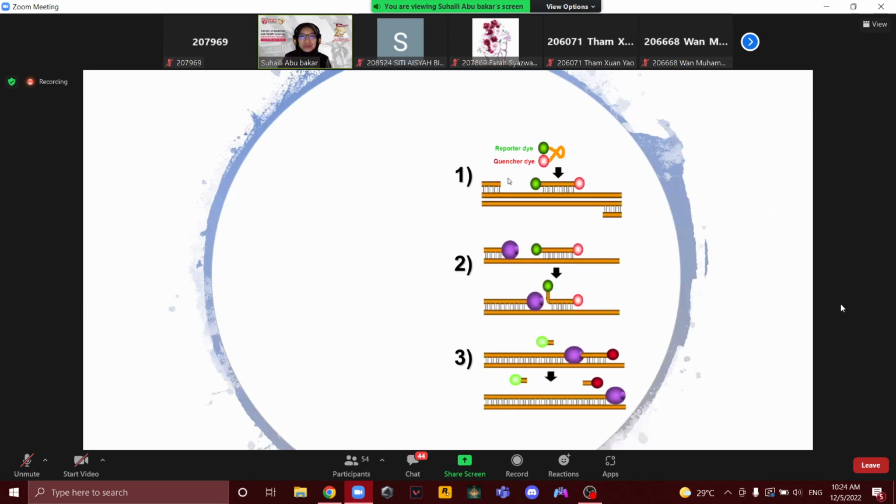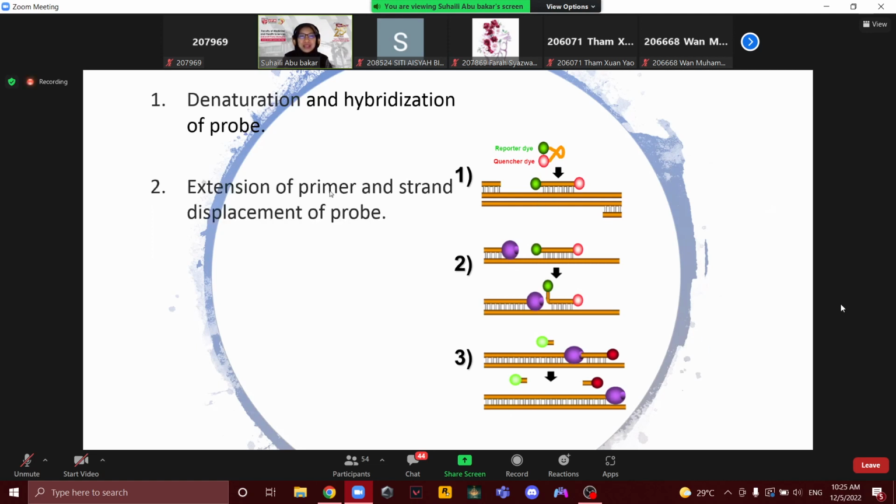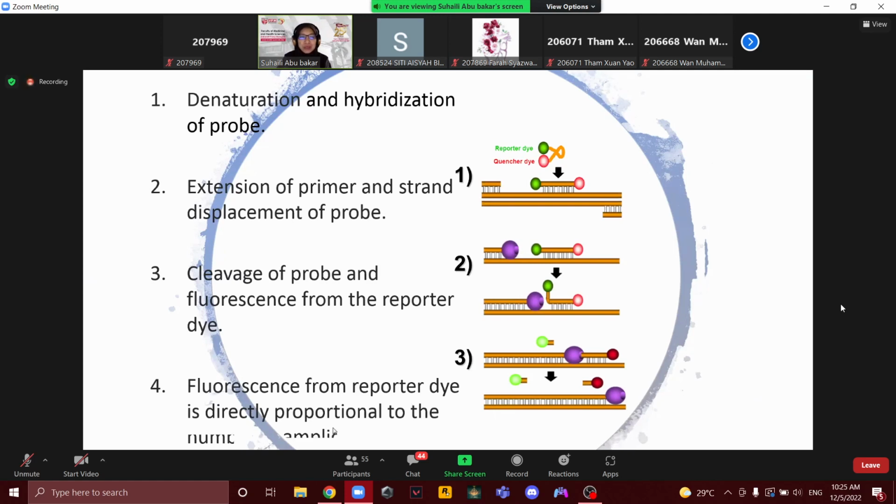This is a better view. Quencher dye, reporter dye. Reporter dye, fluorophore. It binds here. But without hydrolysis, selagi polymerization tak sampai, tak digest dia, it won't fluoresce. Okay. Denaturation and hybridization of the probe at the same time. Okay. And then extension of the primer and strand displacement of the probe. And then cleavage of the probe and fluorescence from the reporter dye. Fluorescence from reporter dye is directly proportional to the number of amplicons generated.